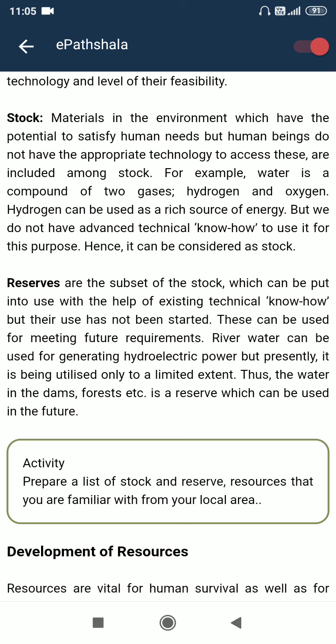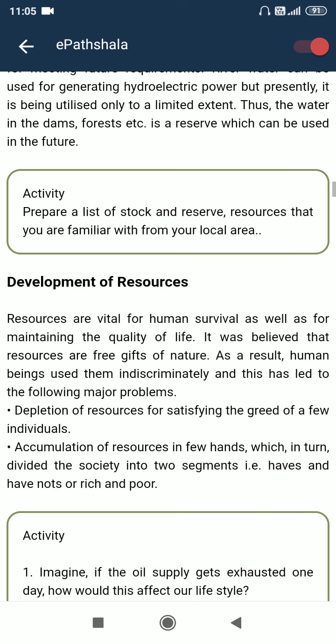Activity: prepare a list of stock and reserve resources that you are familiar with from your local areas.